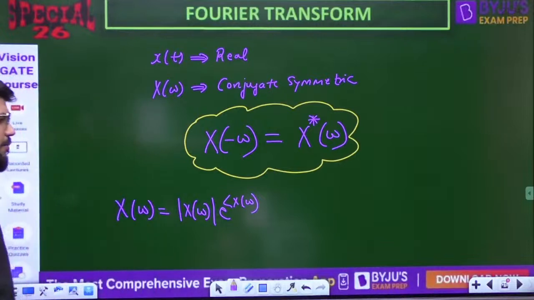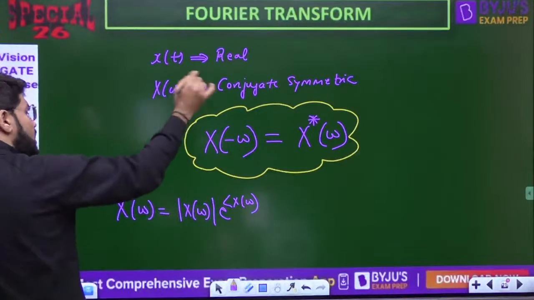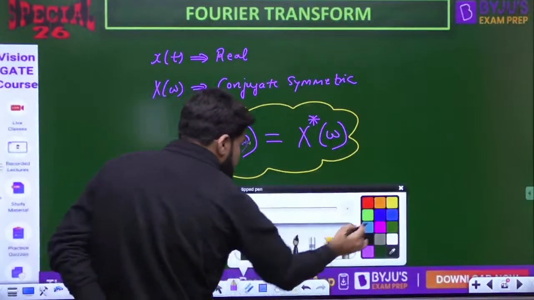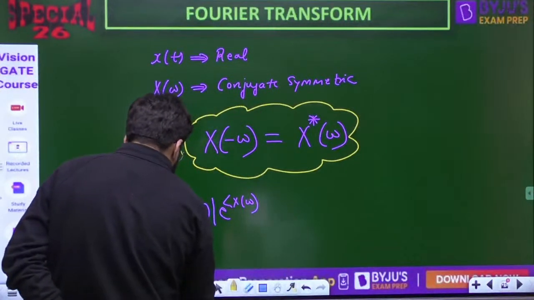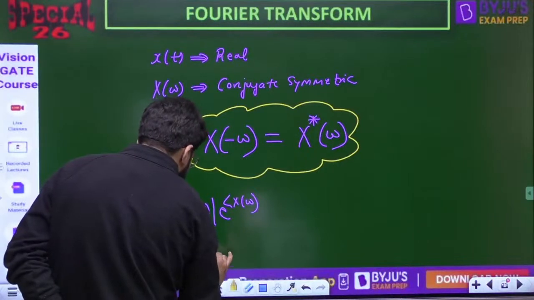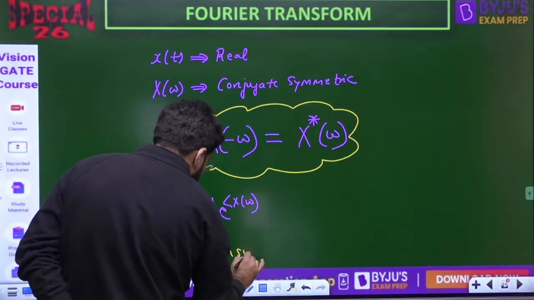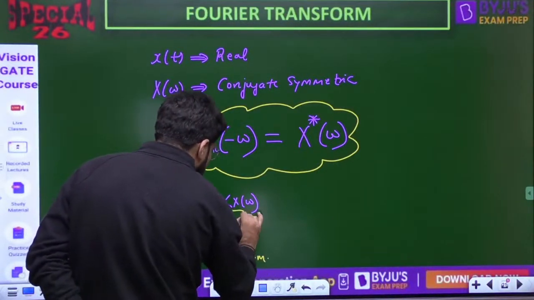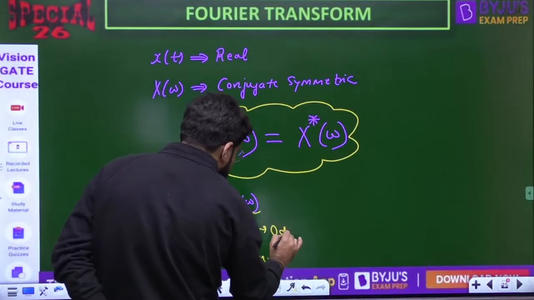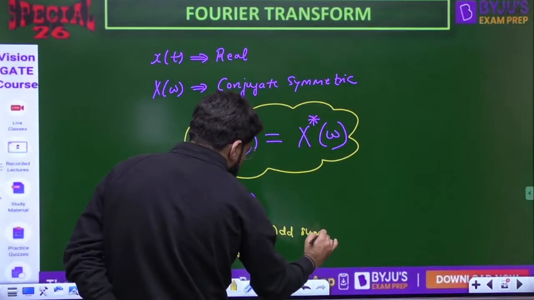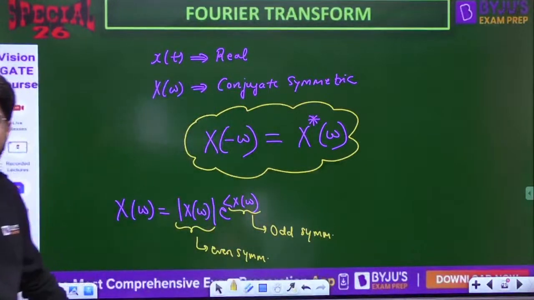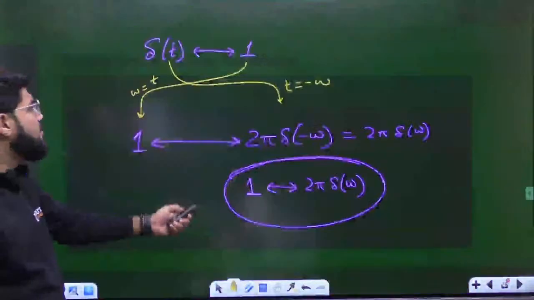Magnitude and phase spectrum. If the Fourier transform is conjugate symmetric, the magnitude spectrum will be even symmetric, and the phase spectrum, angle x omega, will be odd symmetric. We will see an example here. Have a look at one of the examples.